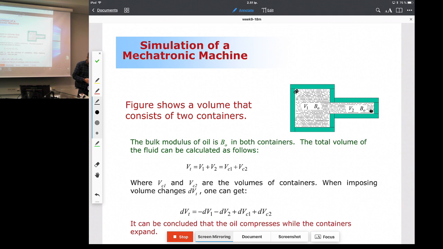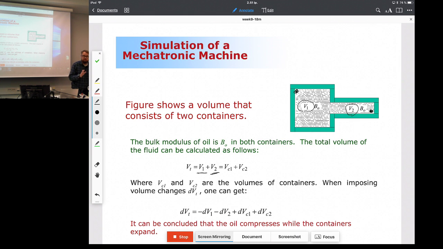And now I'm going to calculate the effective bulk modulus, which is a description of flexibility for this system that consists of two containers. I have here the amount of fluid that is in the first container. Then I have the amount of fluid that is in the second container. Those are the locations where they are.